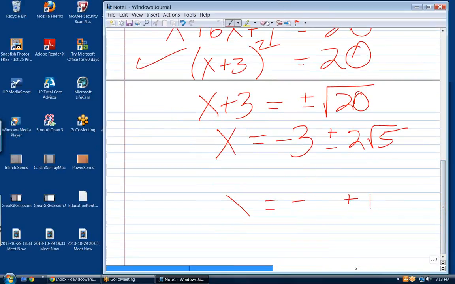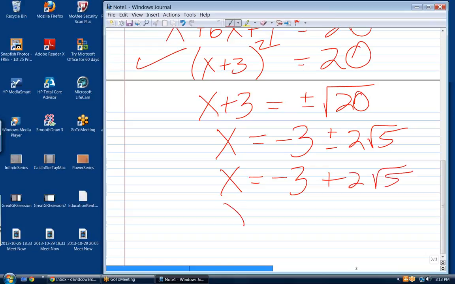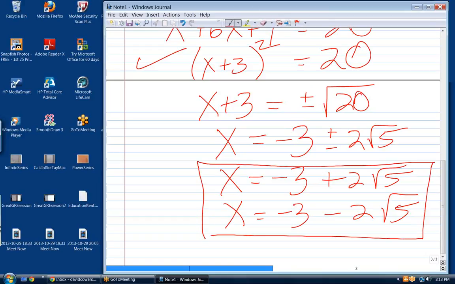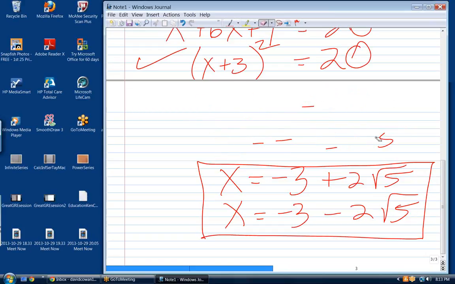So, by completing the square and not having to use the quadratic formula, here are my 2 solutions. Plus 2 root 5 and minus 2 root 5. In other words, if I forgot to put that plus minus in there, I would have only gotten 1 solution. And there are definitely 2 solutions to this problem. Now, I would have gotten exactly the same solutions by using the quadratic formula. Just to show you, let's prove it.